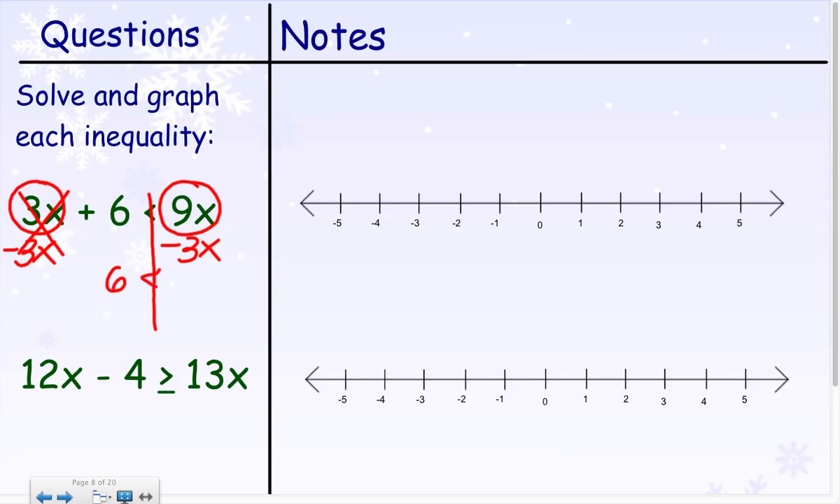9x minus 3x is 6x. Now this time I've got one more step. My variable still isn't alone. Remember, this is 6 times x. The opposite of timesing is dividing. These make 1. Now my variable's on the left, so I'm going to rewrite it.